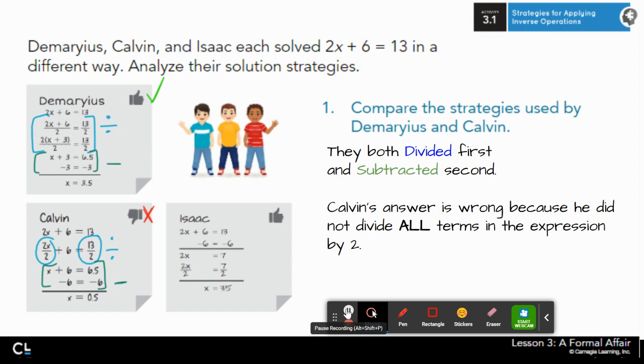So if you look at Calvin's work, he divided 2x by 2 and 13 by 2, but he also should have divided that 6 by 2 as well. Everything on each side of the equation gets divided. If you also noticed that and got the same answer as me, then pat yourself on the back. Moving on to number 2.